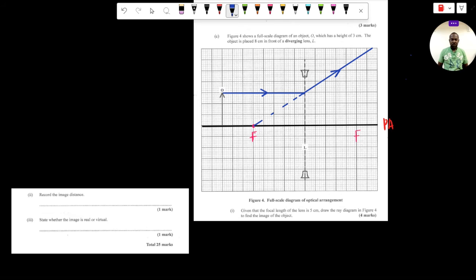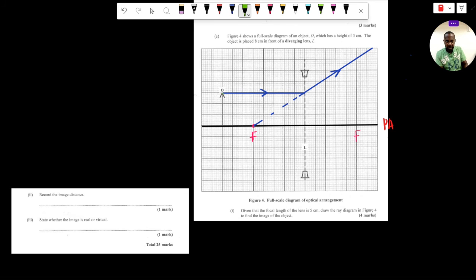Now, we need to locate the position of the image. For us to locate the position of the image, it basically means that we need two rays. We already drew one ray parallel to the principal axis, and we then draw another ray so that it can actually intersect, or appear to intersect, the other. So what are we going to do with that second ray? Let's change the color a little bit. We're going to draw a second ray of light coming from the same position at the top of the object.